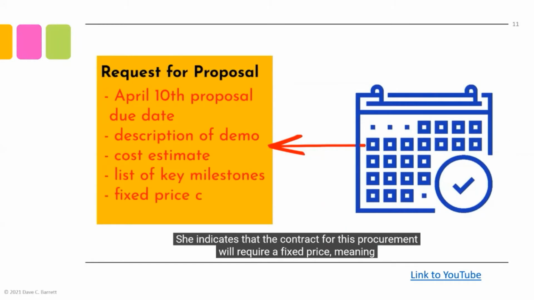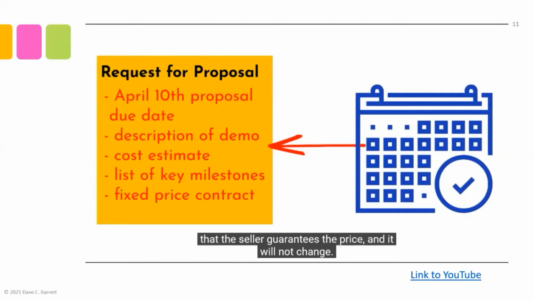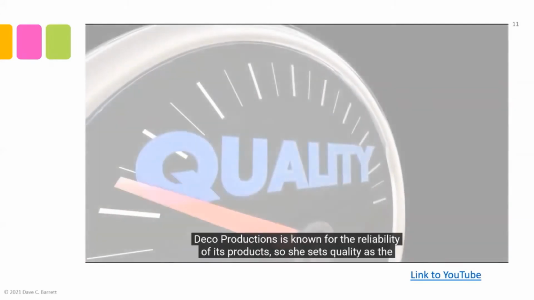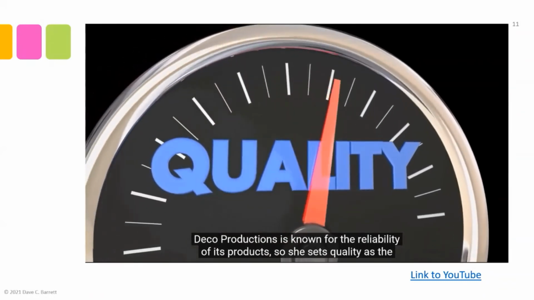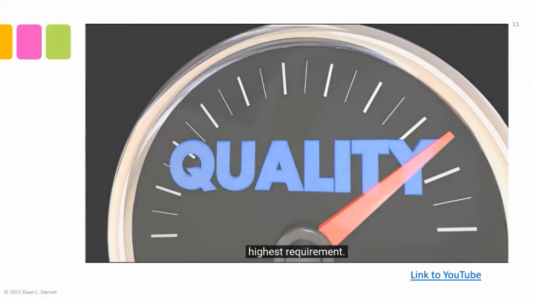She indicates that the contract for this procurement will require a fixed price, meaning that the seller guarantees the price and it will not change. Sophie also develops the criteria that will be used to select the winning proposal. Deco Productions is known for the reliability of its products, so she sets quality as the highest requirement.